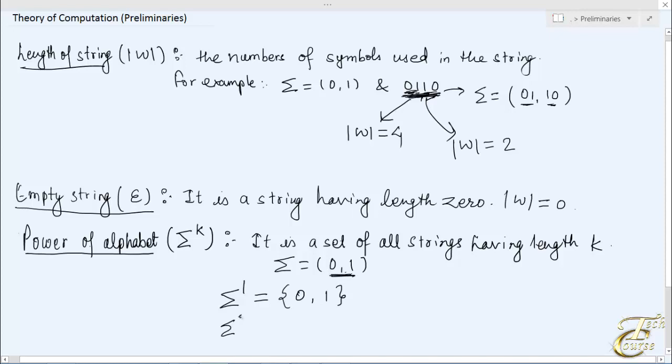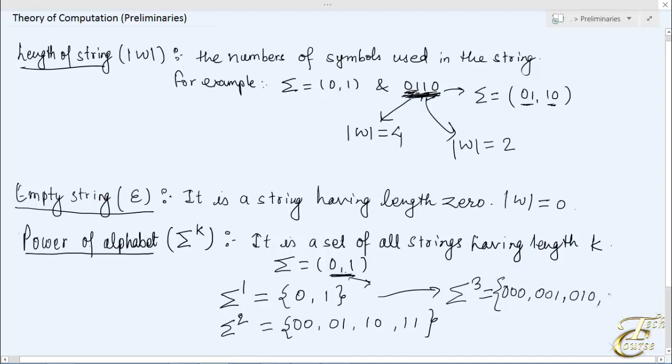Similarly, if we have to compute sigma power 2, then we have to find the set of strings composed from these two symbols and having length 2. So the strings are 00, 01, 10, 11. Similarly, if we have to compute sigma power 3, then we have to find all the strings composed from 0 and 1 and having length 3. So 000, 001, 010, 011, and so on.